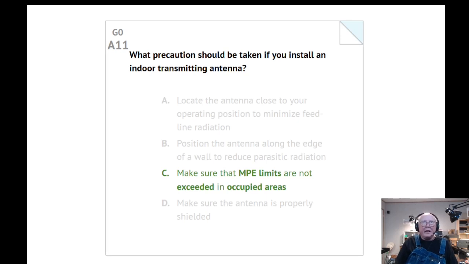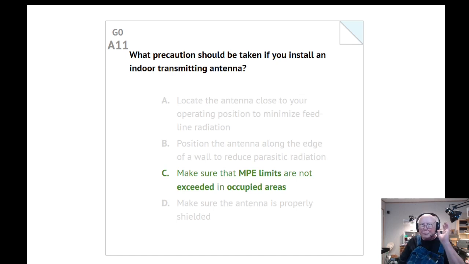Number 11, A11, question 11 out of 12. What precaution should be taken if you install an indoor transmitting antenna? You must make sure, C again, that MPE limits, maximum possible exposure limits, are not exceeded in occupied areas.